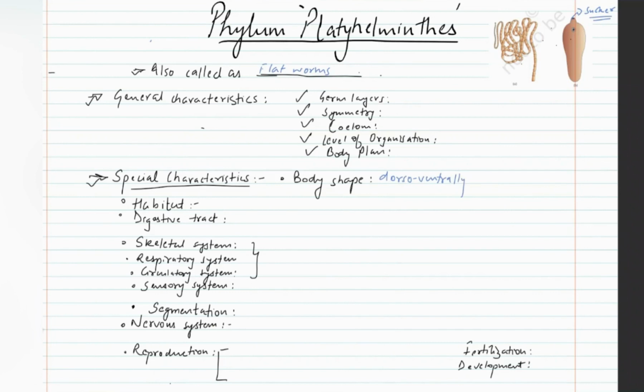Dorso-ventrally flattened, that is, it is flat from the front and back. So platyhelminths have a dorso-ventrally flattened body. This we can understand by the example. If you take a ball of clay and press it between the palms of your two hands, it will be flattened. So such is the shape of platyhelminths.